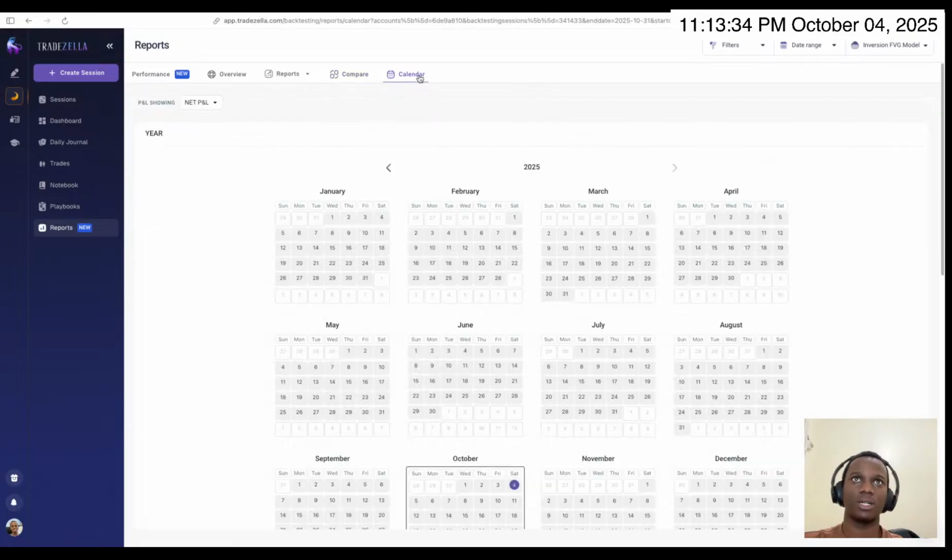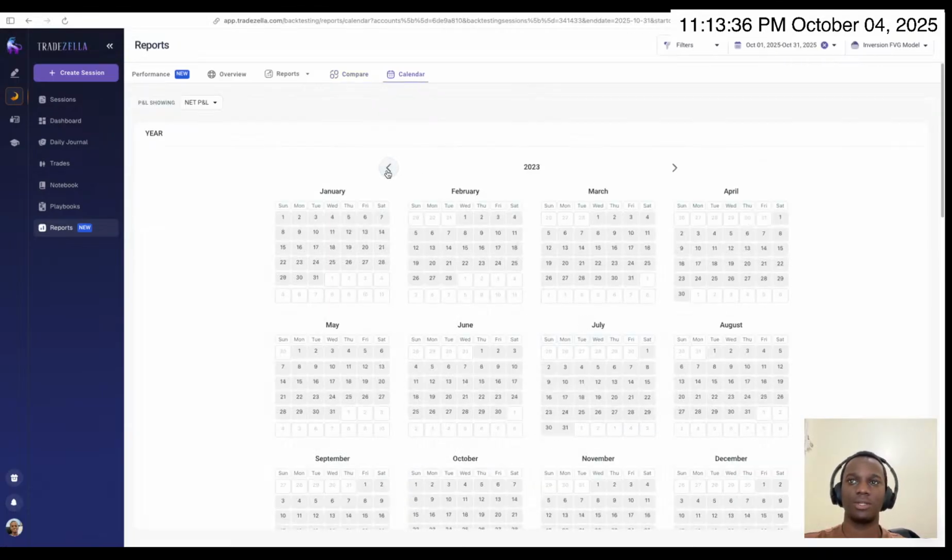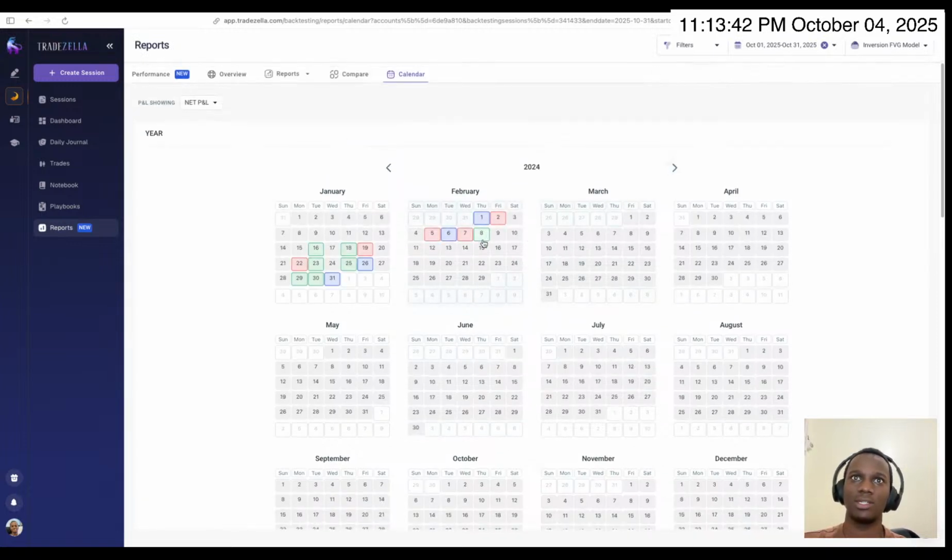So comparison calendar, let's check the calendar. Is it 2023 or 2024? Yeah, 2024. So February, break even, loser, loser, break even, loser, winner. So we were down in February. By January, good trading week here. Okay, good reversal, good.